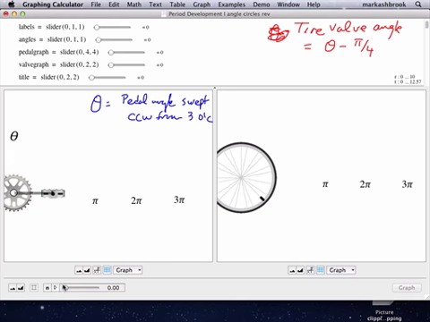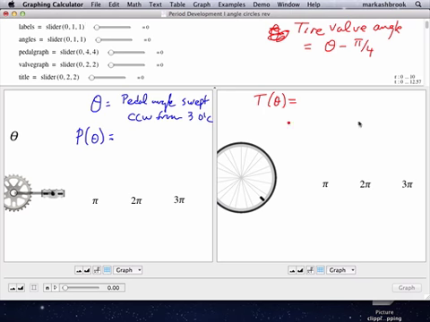Okay? So now, what are they? Okay, so P is going to be our vertical distance of the pedal angle above the horizontal diameter, and T is going to be our vertical distance above the horizontal diameter for the tire valve. So this is the pedal vertical distance, and T is the tire valve vertical distance.